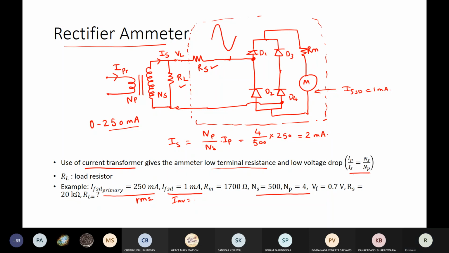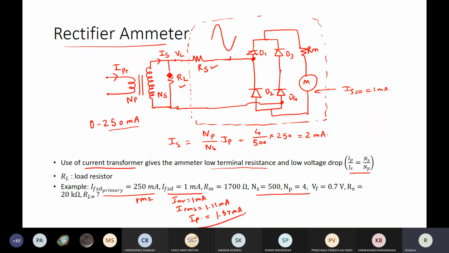Then what will be the peak current or RMS current that will flow through the meter? I average is 1. I RMS is how much? 1.11 milliampere, right? What is I peak? How much will be I peak? 1.57 milliampere. Now, 1.57 milliampere is the peak current flowing through the meter.